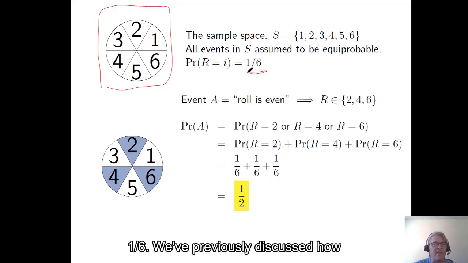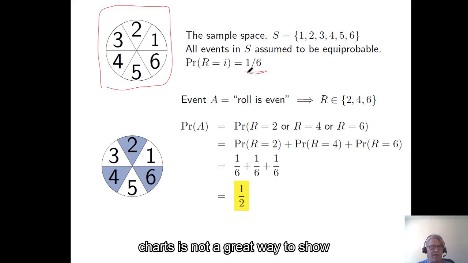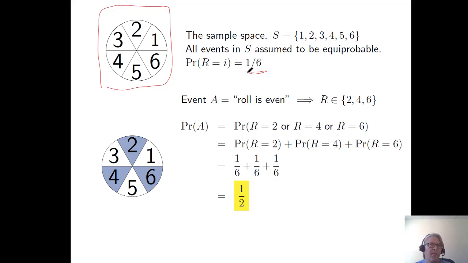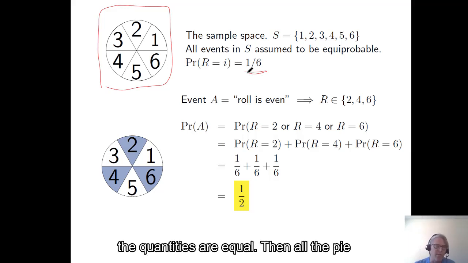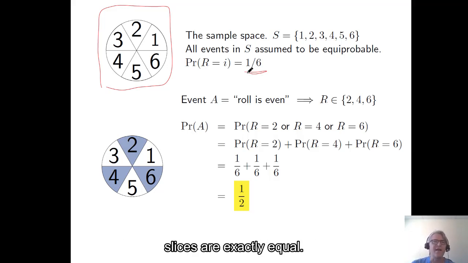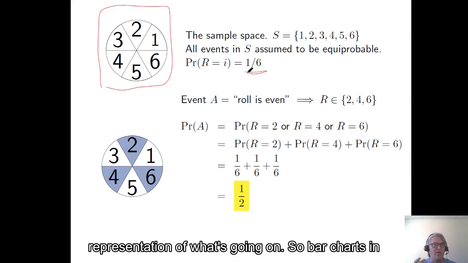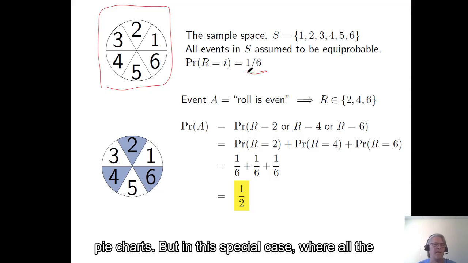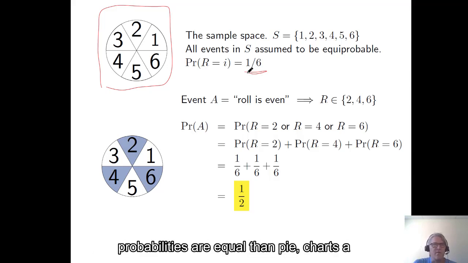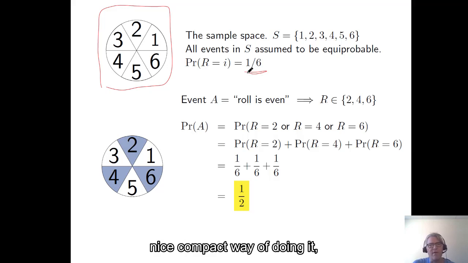We've previously discussed how using pie charts is not a great way to show probabilities or quantities, but the one exception to that rule is when all the quantities are equal, then all the pie slices are exactly equal in your mind. Your eye gives you an accurate representation of what's going on. So bar charts in general are a lot better way of showing probability distributions than pie charts, but in this special case where all the probabilities are equal, a pie chart's a nice compact way of doing it.